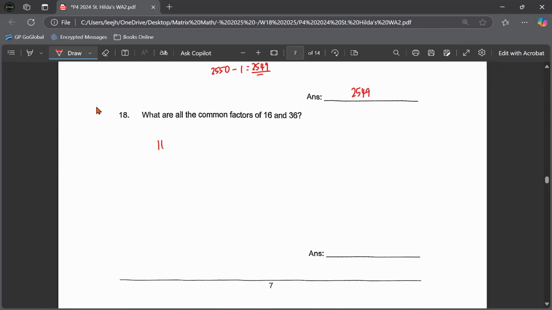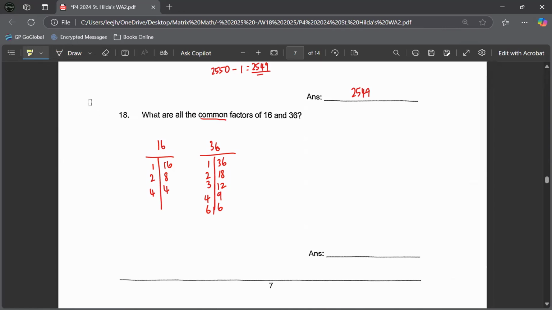Okay, list out the factors of 16 first, then you go to 36. So 1 and 16, 2 and 8, then 4 and 4. Now, factors of 36: 1 and 36, 2 and 18, 3 and 12, 4 and 9, and the last one is 6 and 6. So I want the common ones.